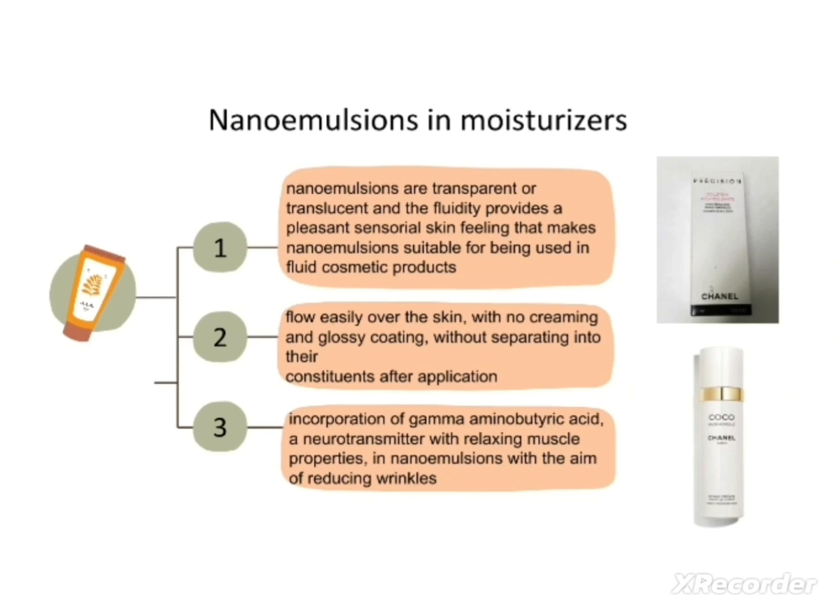Nanoemulsions and moisturizers. Nanoemulsions are transparent or translucent, and their fluidity provides a pleasant sensorial skin feeling that makes nanoemulsions suitable for use in fluid cosmetic products. They flow easily over the skin with no creamy and glossy coating, without separating into their constituents. An example of this is the incorporation of gamma-aminobutyric acid, which is a neurotransmitter with muscle-relaxing properties, in a nanoemulsion with the aim of reducing wrinkles.